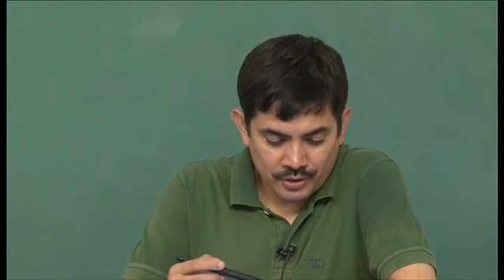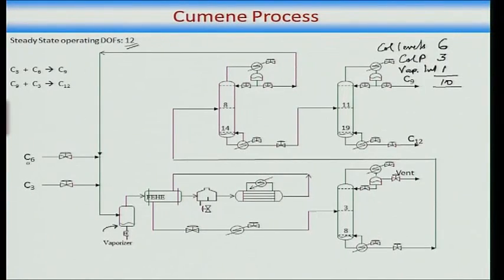By the way, let me explain the process too. What we have basically is propylene alkylates benzene to give you cumene. Cumene is my desired product. The cumene can further get alkylated by propylene to give you diisopropyl benzene, which is C12, and this C12 is not desired, you cannot fetch any money for it. This is my desired product, C12 is undesired product.